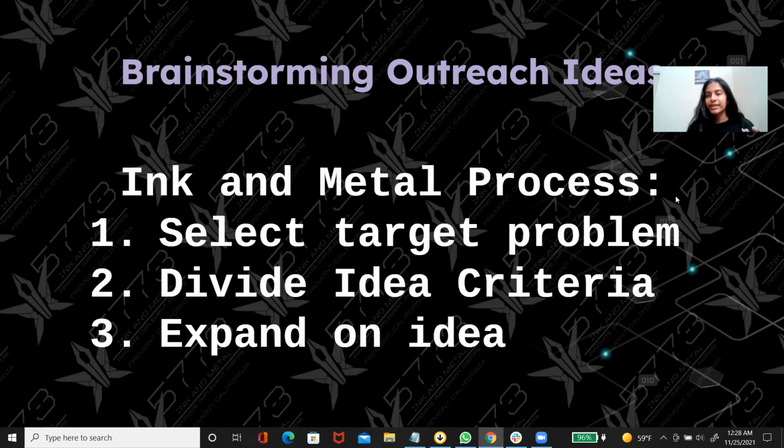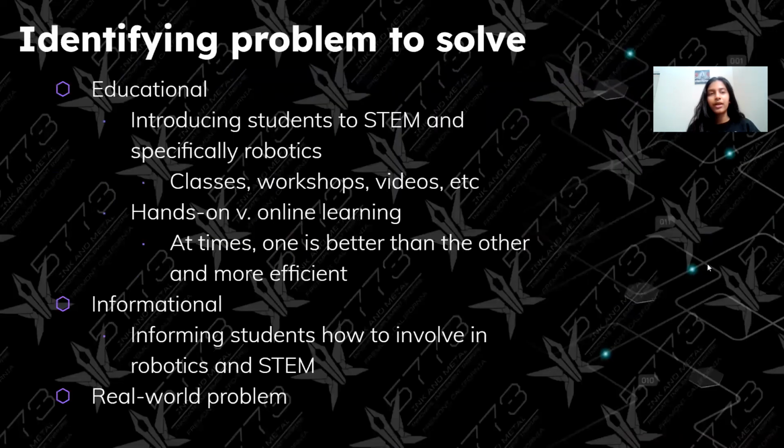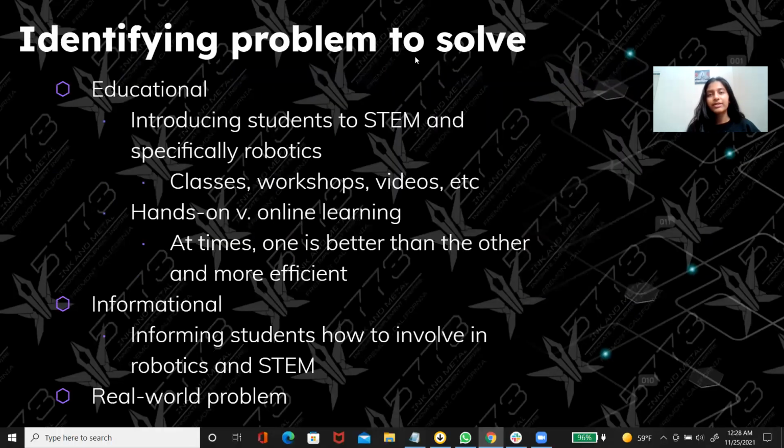So what are some of the steps involved in brainstorming outreach ideas in more detail? Well, first you have to identify the problem to solve. This can be in two different sectors: educational and informational. In the educational sector, for example, you can introduce students to STEM and specifically robotics, and you can hold classes, workshops, and videos, and also do hands-on learning versus online learning.